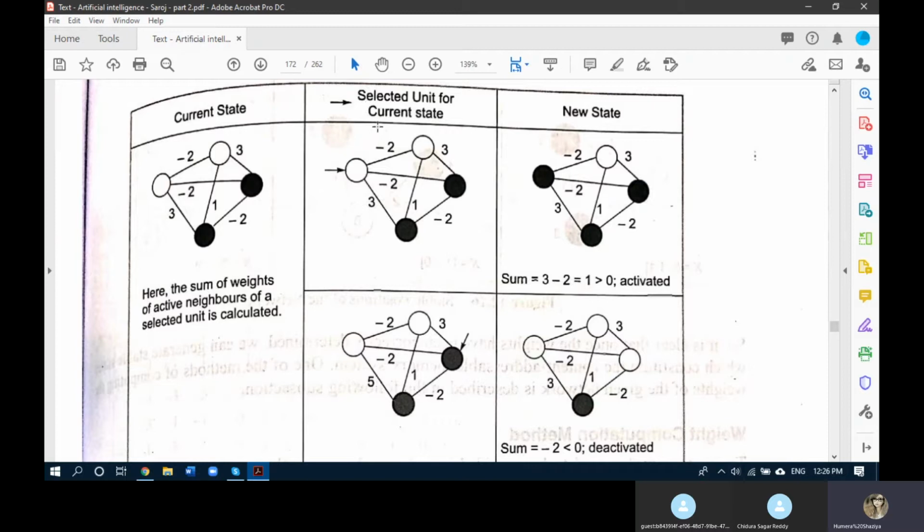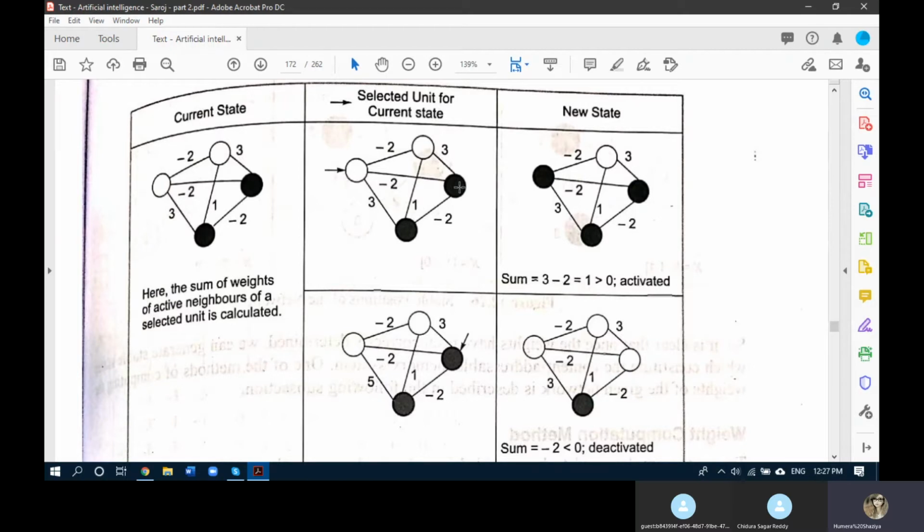Selected unit for current state. This arrow denotes which unit is being selected. If you recall, the algorithm chooses a unit randomly. Randomly, this unit has been chosen, and how you determine its state, whether it should be active or inactive, is by using these weights.